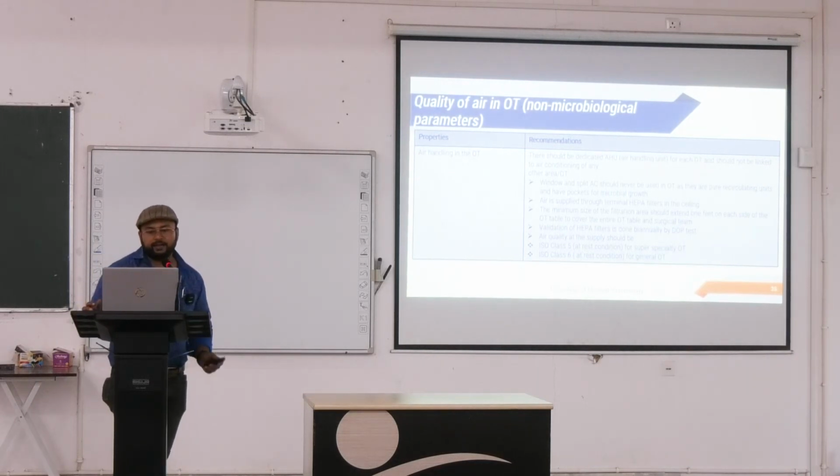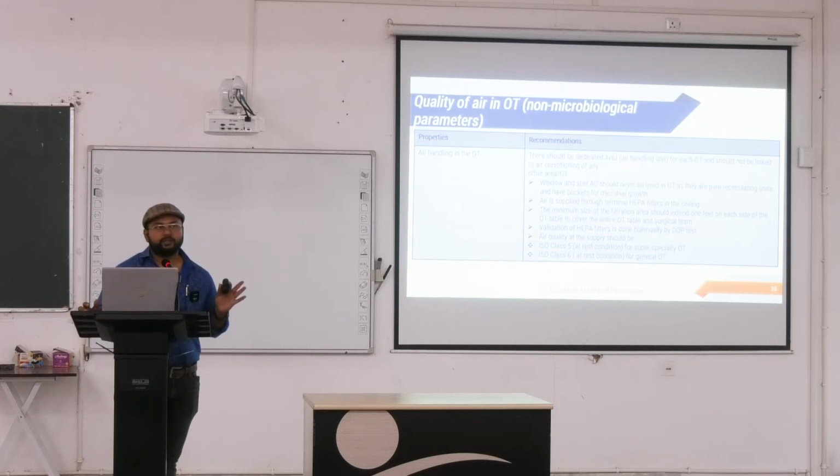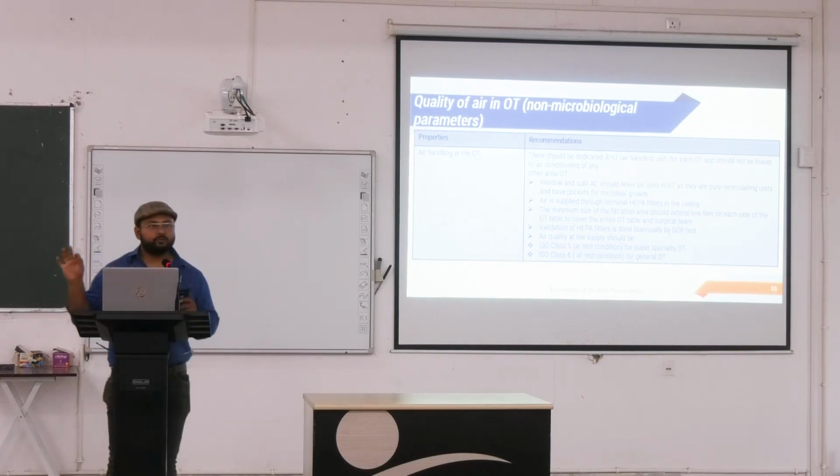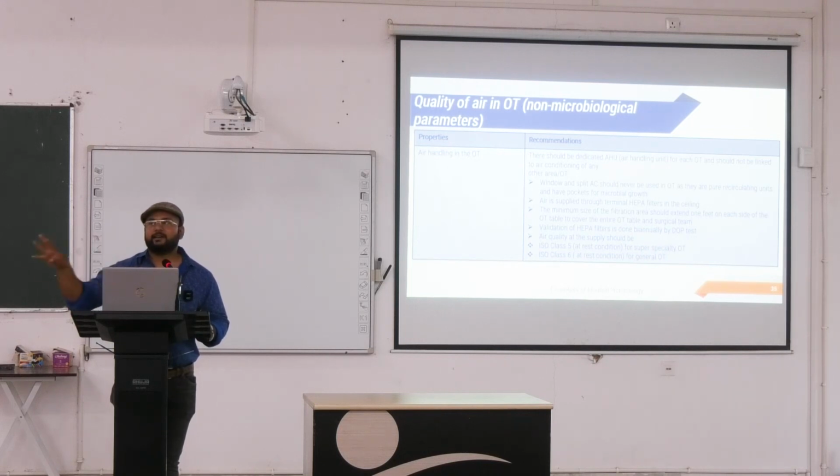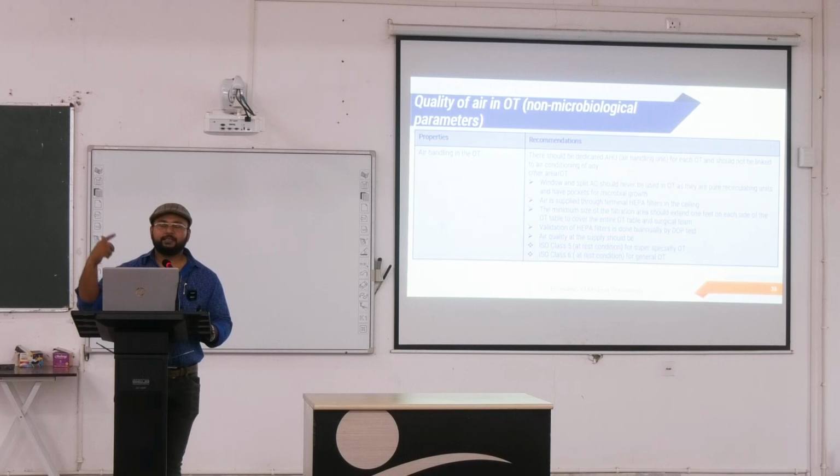And how is air handled in the OT? There should be a dedicated AHU. There should not be any installation of AC; split AC and window AC should not be there. There must be an air handling unit with unidirectional flow containing a HEPA filter, because any kind of air conditioner, either split AC or window AC, always contains bacterial flora, and that AC circulates the bacterial flora into the room. So AC is not recommended in our OT.